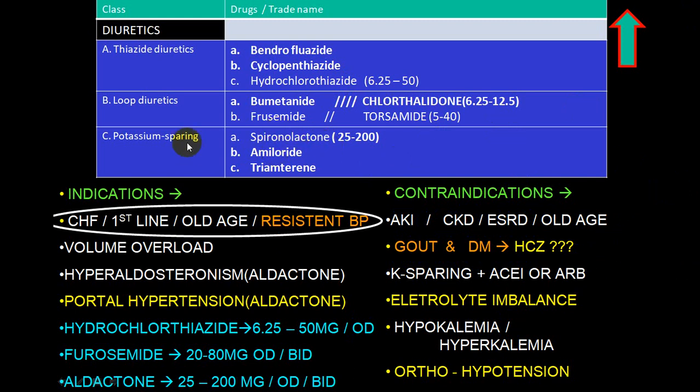And potassium sparing diuretics should not be combined with an ACE inhibitor or ARB, and they are contraindicated in a person with hyperkalemia. Because furosemide and torsemide can produce hypokalemia and hyponatremia, while potassium sparing diuretics will produce hyperkalemia. And the use of larger doses can produce orthostatic hypotension.